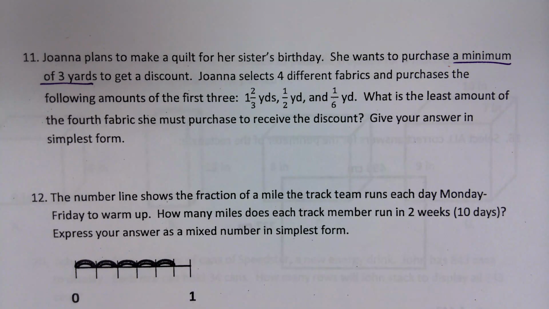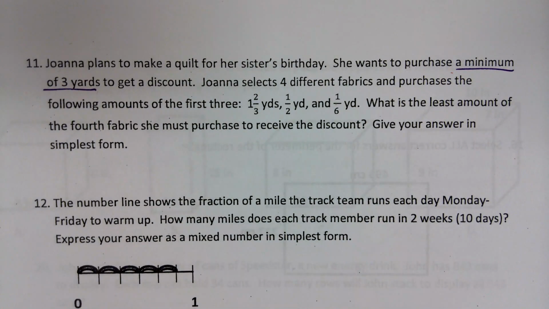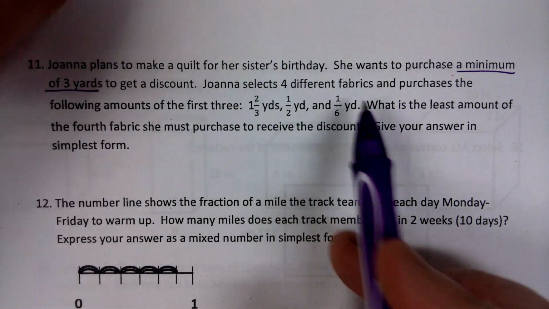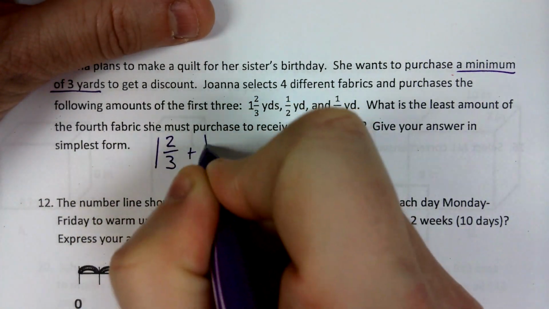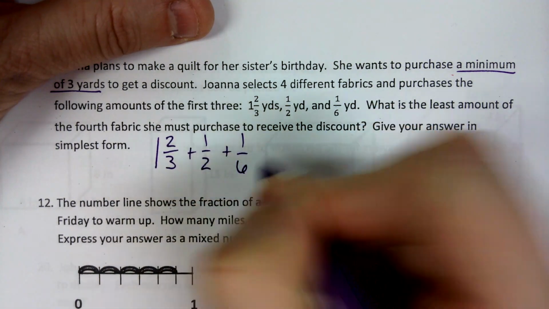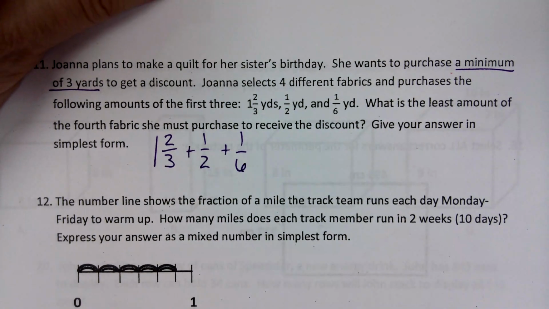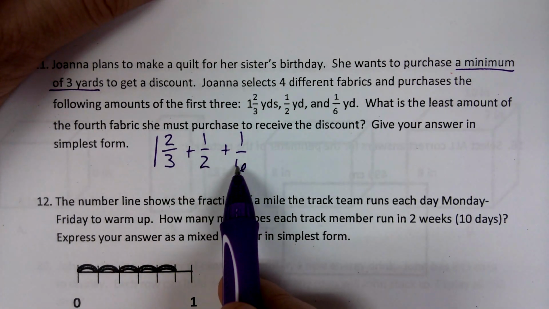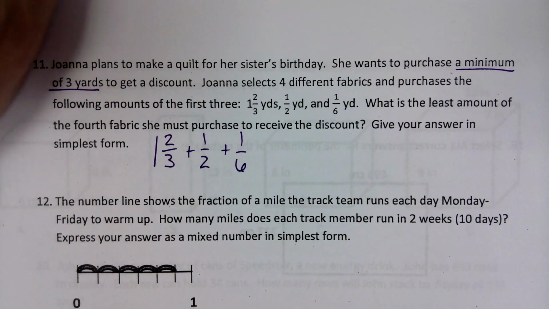We'll come back to that simplest form in a bit because we won't need that until we actually find our answer. So on this question, we just basically need to take the 4 amounts, add them all up, and we need to get to at least 3. So the first thing I want to do is take the 3 values that I know and add those up. But the problem is 1 2/3 plus 1/2 plus 1/6. I can't add those because I have those different denominators. But if you remember how to deal with that, equivalent fractions are your key here. We can use equivalent fractions to change the denominators to something that does match.